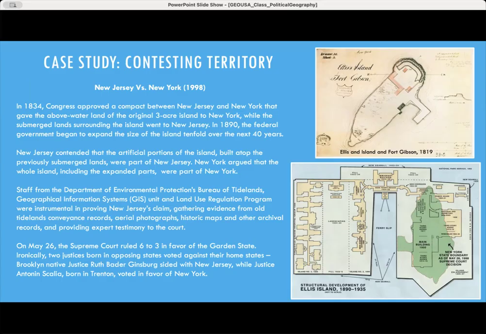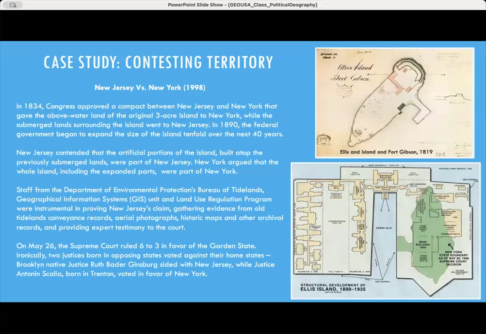In this case, we're talking about Ellis Island. Famously, Ellis Island is the stop where international immigrants would arrive and be processed when arriving into the United States, particularly in the 19th and early part of the 20th century, historically, right? Because people traveled by boat before there was air travel. So in 1890, the government begins to expand the size of the island tenfold over the next 40 years.